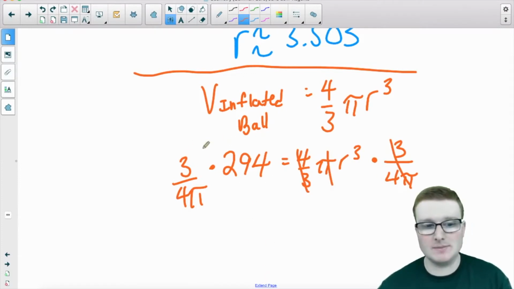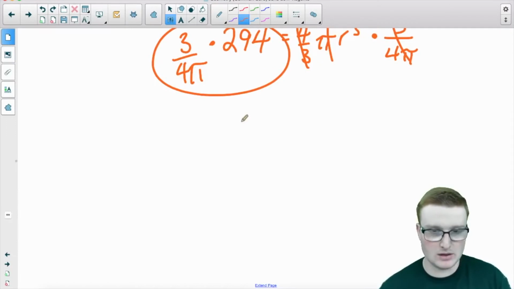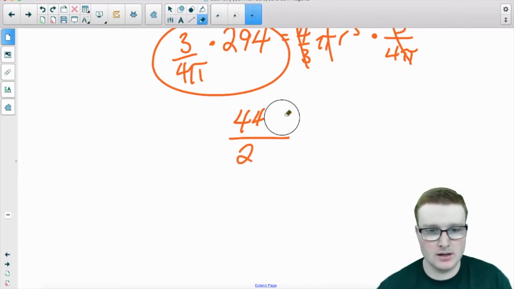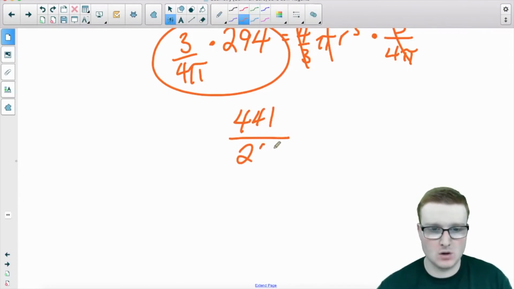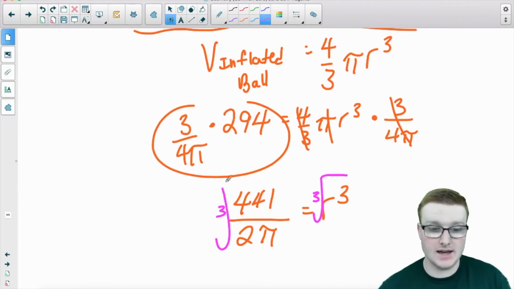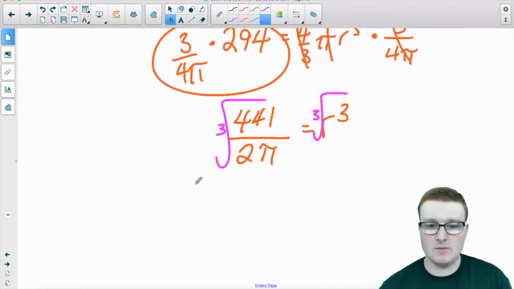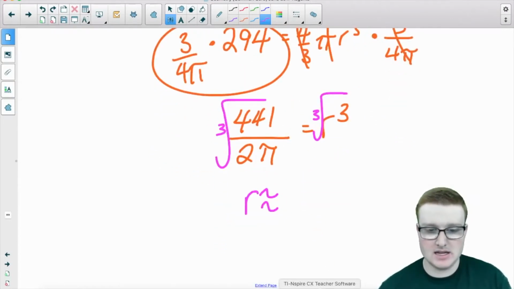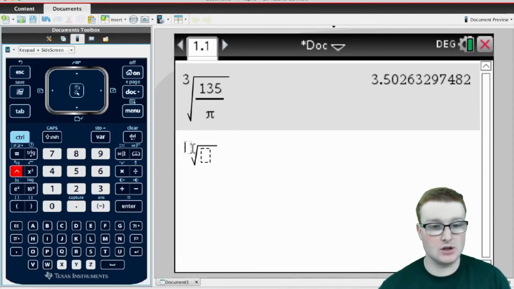Take my word for it, when you simplify this by the coefficients, that will give you 441 over 2. That should be a 1, not a 4. 441 over 2 pi, and that equals r to the third. Now, from here, we are going to take the cube root of both sides again. And we get r is approximately equal to the following. So take the cube root of 441 over 2 pi.